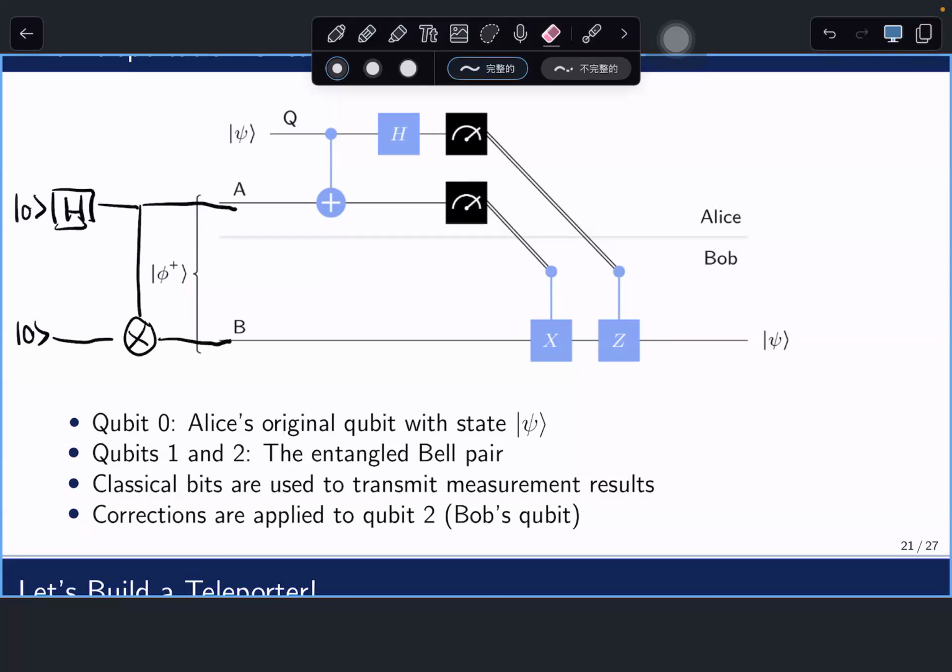I've tried to actually draw the if statement here, but it doesn't work. So I can only use Control X and Control Z.